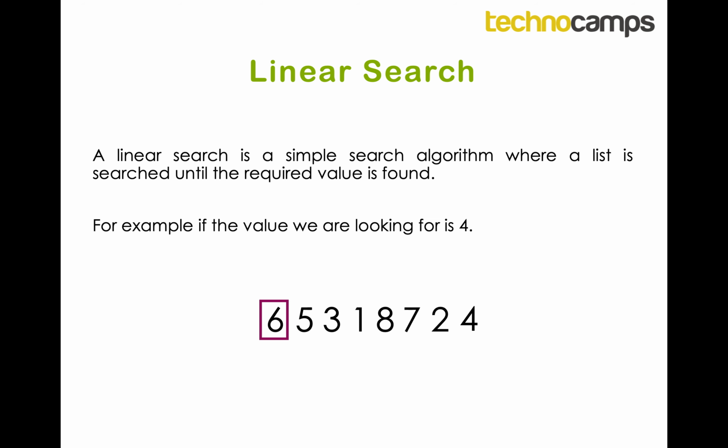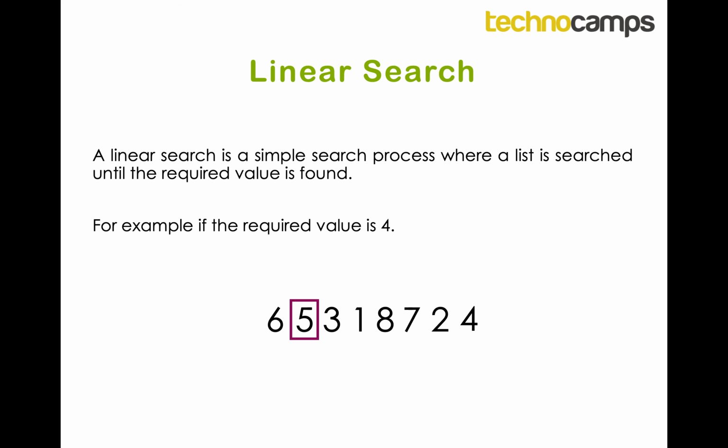We take the first number and see, is 6 equal to 4? No. So we move on to the next one. Is 5 equal to 4? No, it is not. Is 3 equal to 4? No. Is 1 equal to 4? No. Is 8 equal to 4? No. Is 7 equal to 4? No. Is 2 equal to 4? No. Is 4 equal to 4? Yes. So we have found a number. Sometimes we might have to go through the whole list and not find a number too.